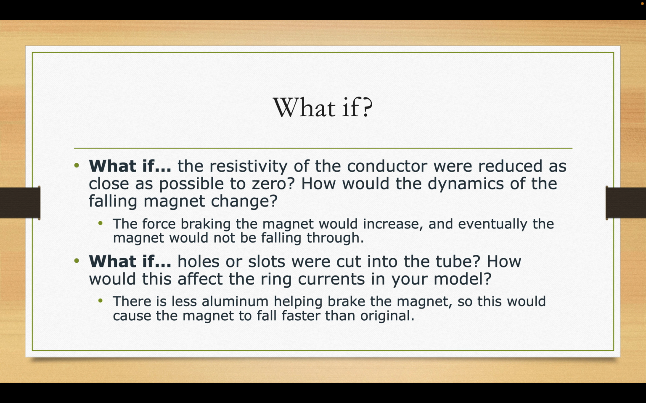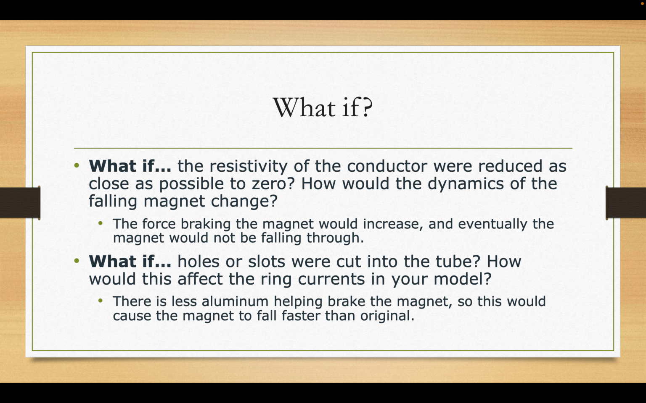Our what-if questions: what if the resistivity of the conductor were reduced as close as possible to 0? How would the dynamics of the falling magnet change? If the resistivity of the conductor was 0, the braking force on the magnet would increase, and eventually the magnet would not be falling through the aluminum foil tube.